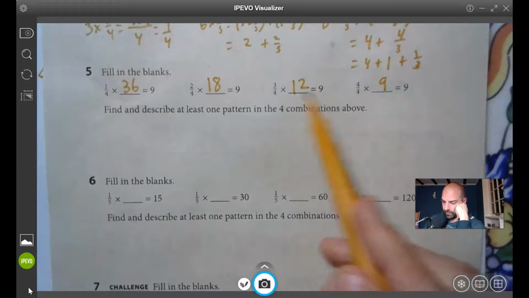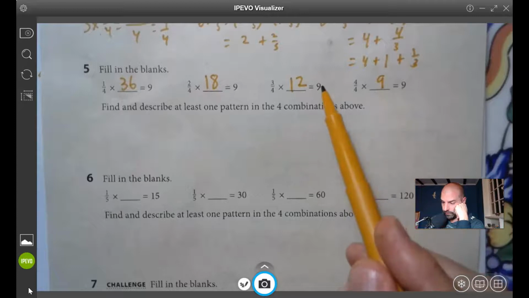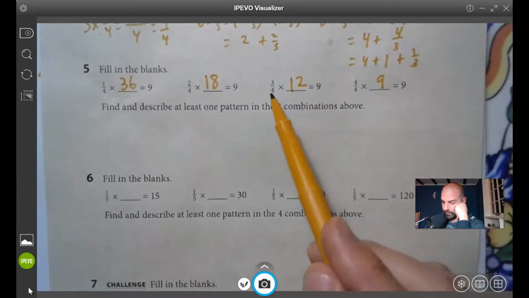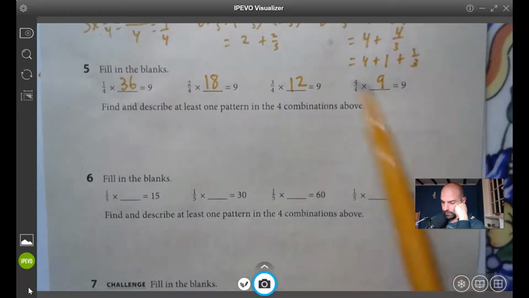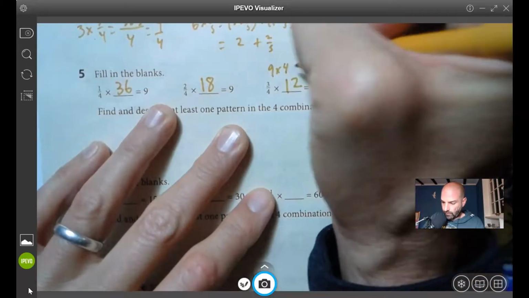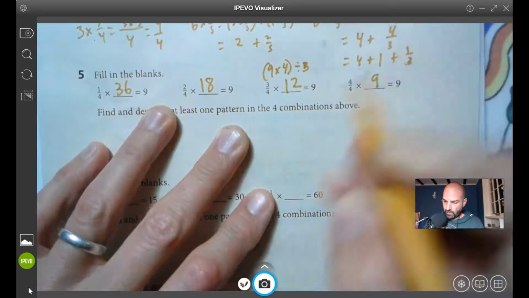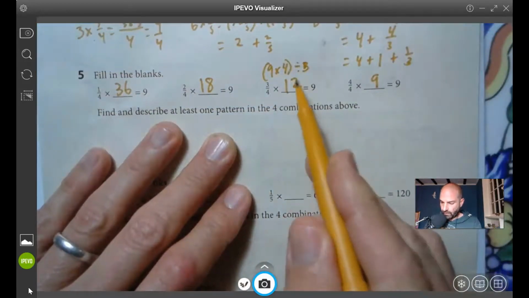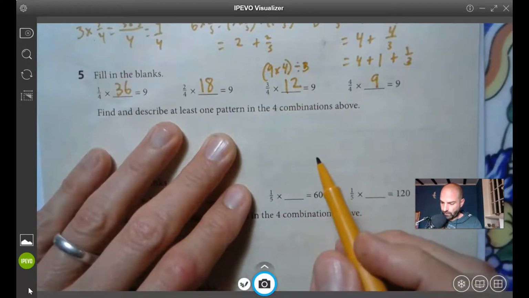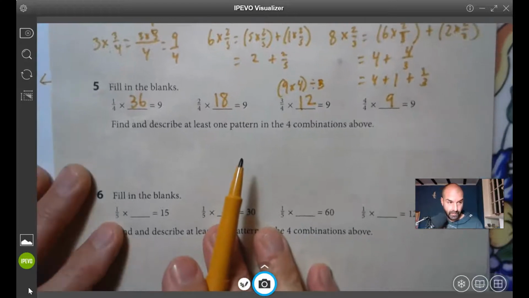So let me think if that worked there. 1/4 of 12 is 3, and 3 times 3 is 9. So again, I went 9 times 4 is 36, divided by 3 is 12. Let me write, so I did 9 times 4 and then divided by 3. And thinking that way got me this number, and that proves correct. Cool.